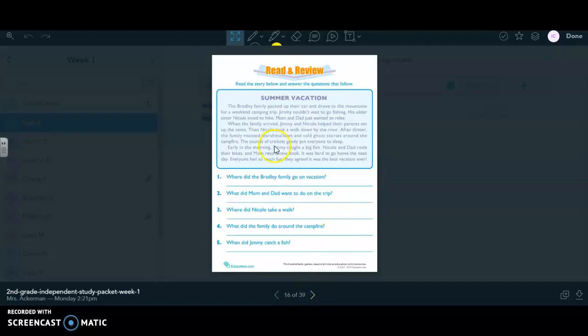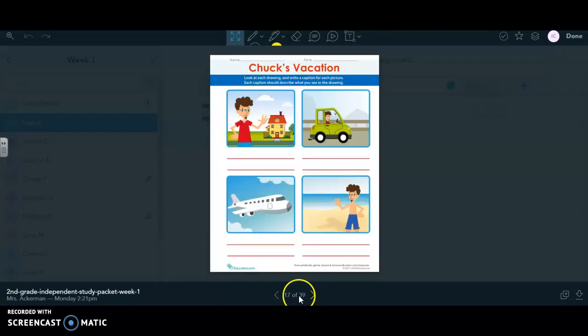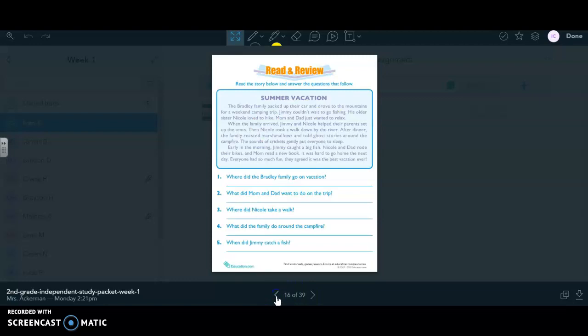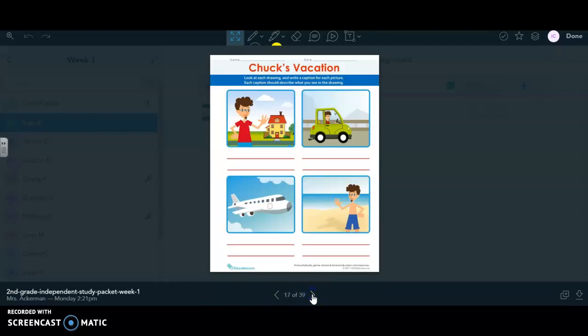Day 3. You are going to read the story below and then answer the questions. This is just checking your comprehension, boys and girls, and your sentences. Make sure you have capital letters and end marks, please. On this one, you're going to look at the drawings and write a caption for each picture. Each caption should describe what you are seeing in the drawing.